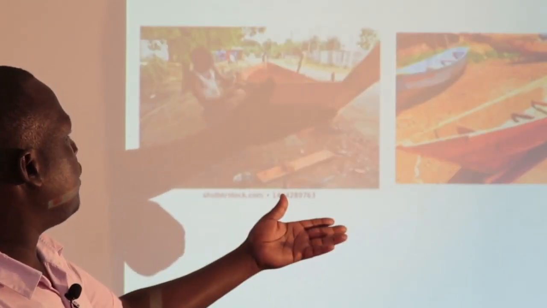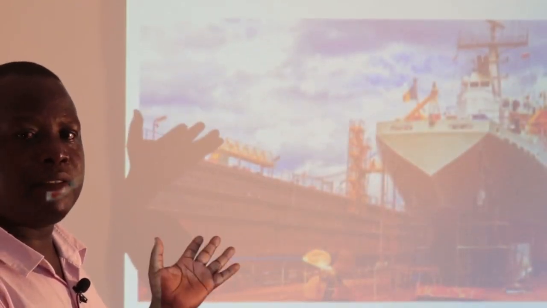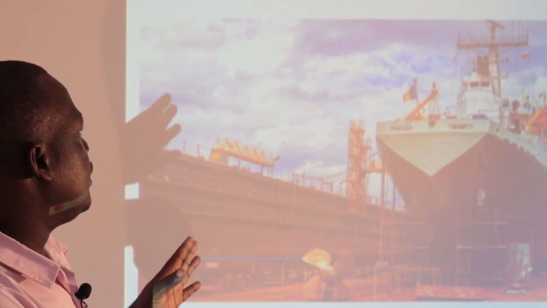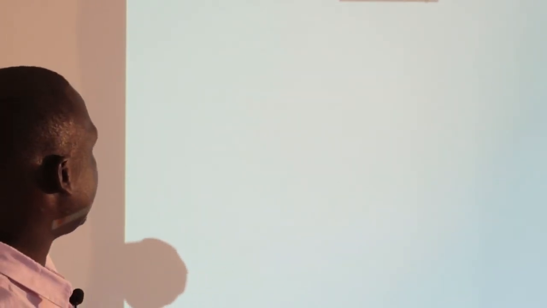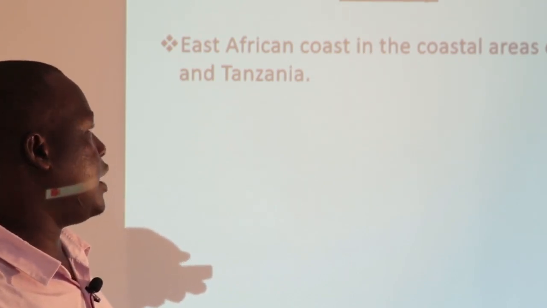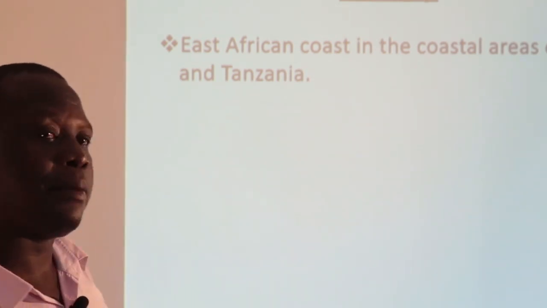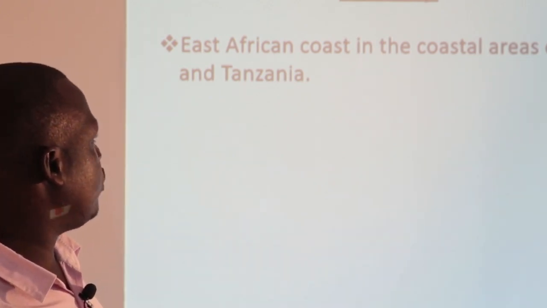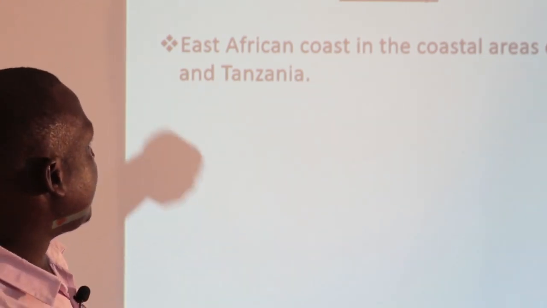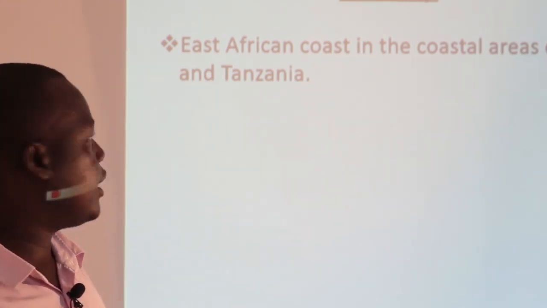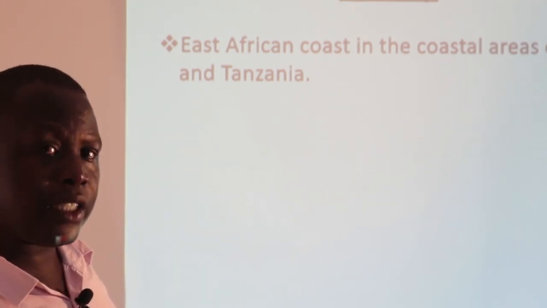So we had just seen the boat making and then the shipbuilding. Those are the activities that are commonly done with the mangrove timber. When we move to the next areas where we can find that, we shall find it at the East African coast, in the coastal areas of Kenya and Tanzania. Remember in my opening, I said they may ask you to mention an area where you can find the mangrove forests. Look at the East African coast, in the coastal areas of Kenya and in Tanzania, that is in the Indian Ocean.